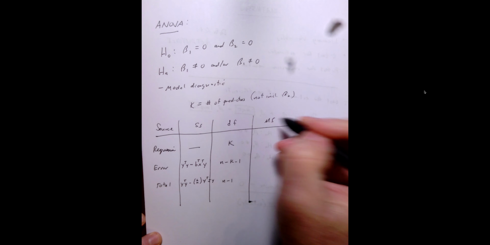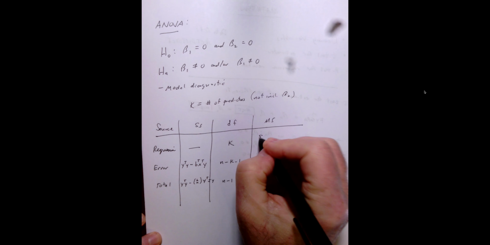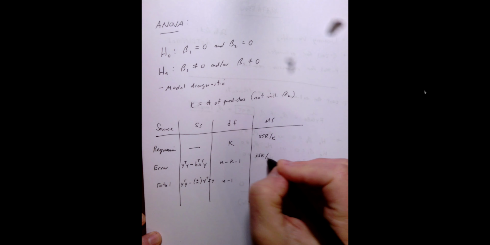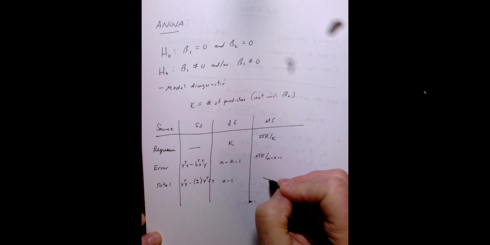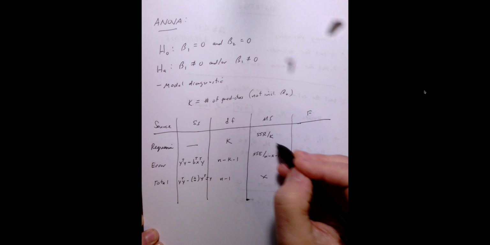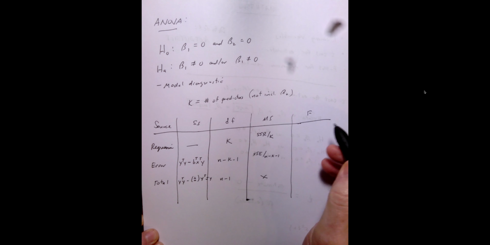Then the mean square development is exactly the same. It's the sum of squares regression divided by k, and the error term, of course, is the sum of squares error divided by n minus k minus 1. We typically don't look at the mean square for the total because these aren't additive. Then we get our f statistic, which of course is the ratio of these two values, and we can calculate our p-value accordingly.